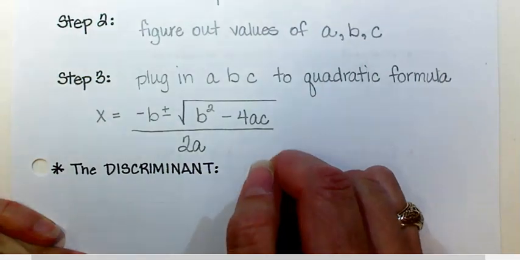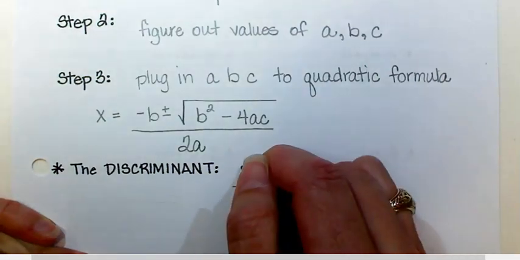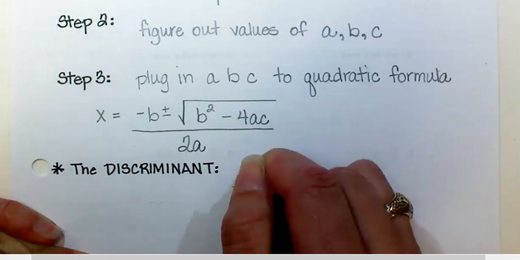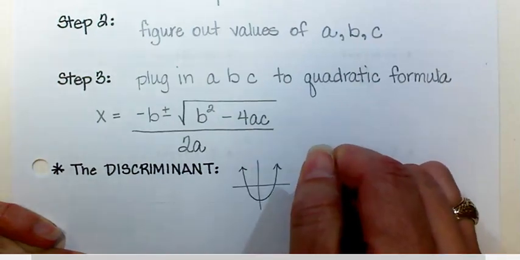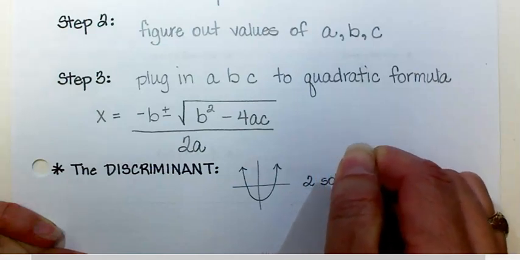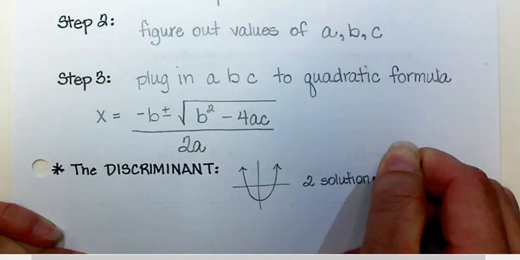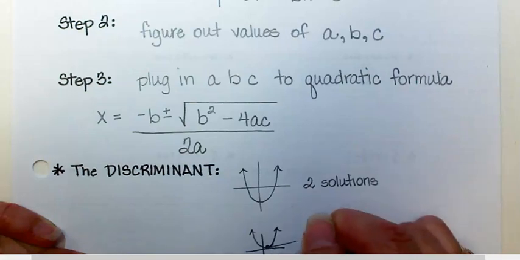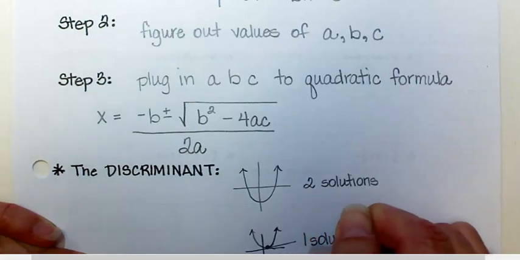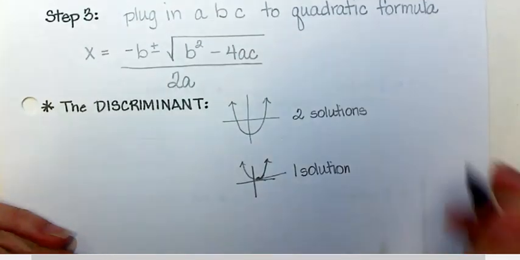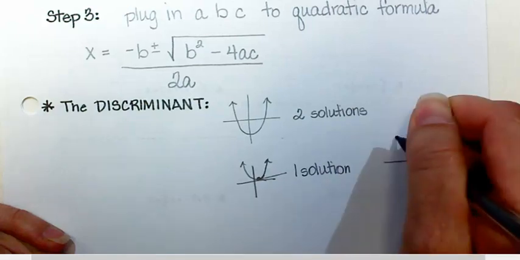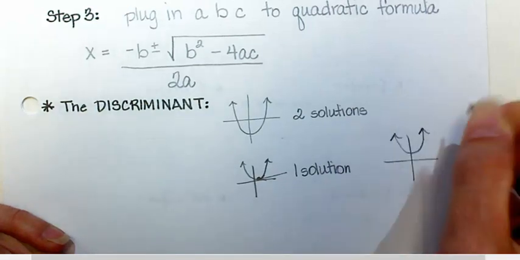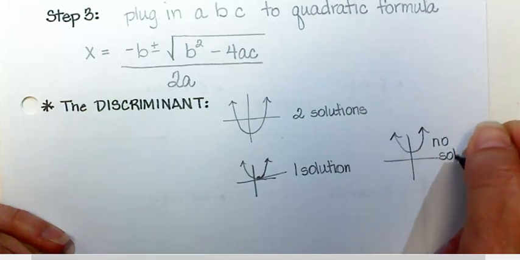Remember, we have talked about the fact that a parabola can hit the x-axis twice. So there are two solutions in this case. A parabola can hit the x-axis just one time. So there's one solution. And in some cases, a parabola will not hit the x-axis at all, and so there are no solutions.